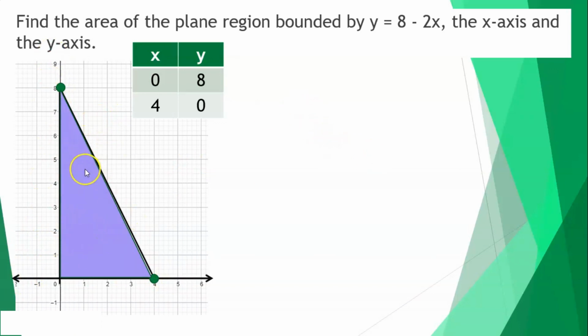So take note, this is a right triangle. So to do that, that would mean base times height divided by 2. So our base here is 4 and our height is 2. So simplifying, the area here is 16 square units.